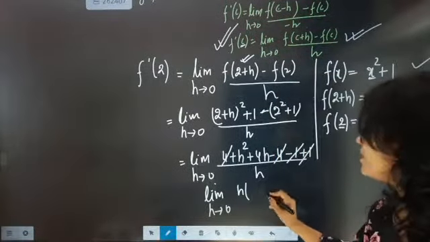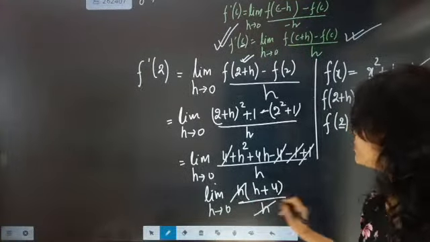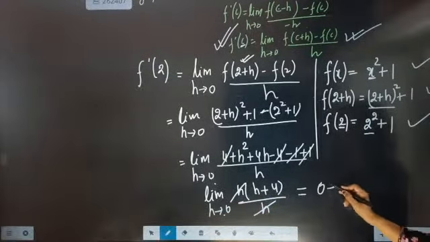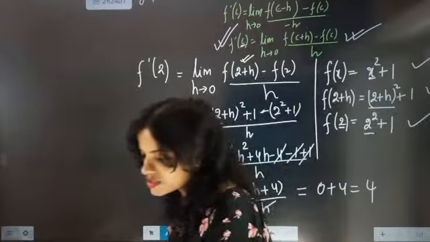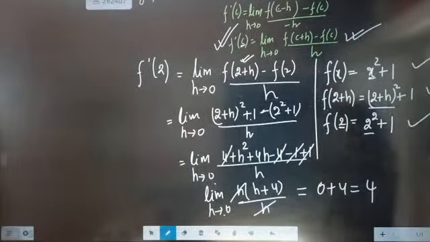Now take h common, h plus 4 by h. Now this and this will get cancelled. Now you substitute h tends to 0. Then it will become 0 plus 4. So overall answer is coming as 4.